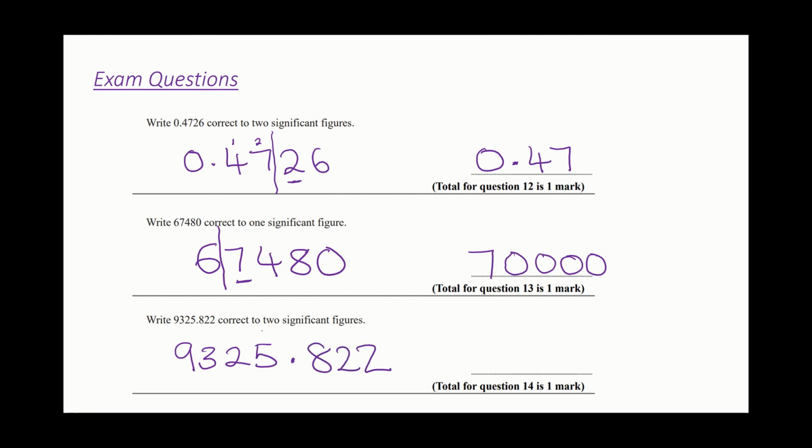9325.822 to 2 significant figures. The 2 decides, so the 3 remains the same. Remember to include the 2 zeros so the number is close to the starting number.